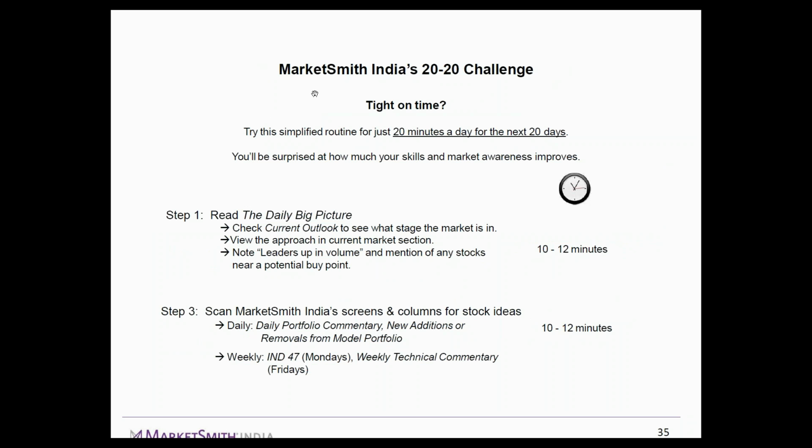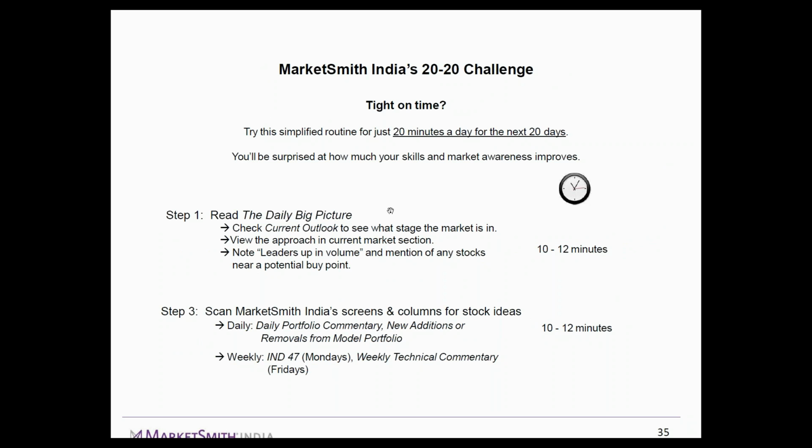So this is MarketSmith India's 2020 challenge. This is a quick assignment that we can take on a daily basis. On average it takes about 20 minutes a day, and once you incorporate it into your investing routine, you will find it easier to track your portfolio and the market in the long run. The first step here is reading the daily big picture. In the daily big picture, we give our market outlook, what has affected the market on that particular day, and what our outlook for the market is.